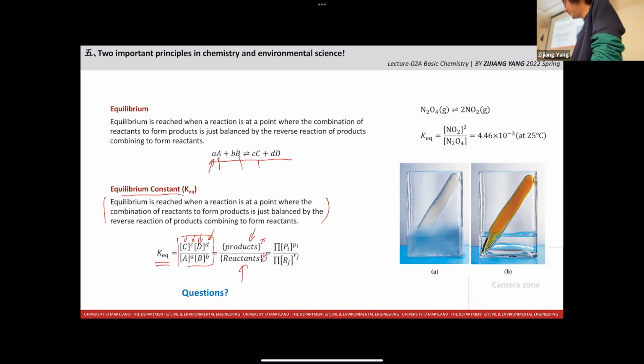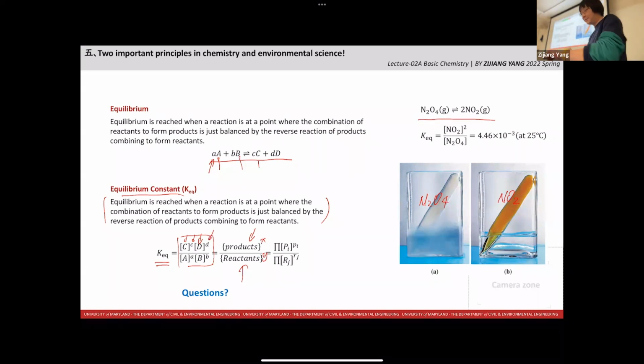And here shows an example. If we have a chemical reaction of this one, this is relatively simple. So this is N2O4 and this is NO2. And N2O4 is transparent and NO2 is brown, and it is toxic.